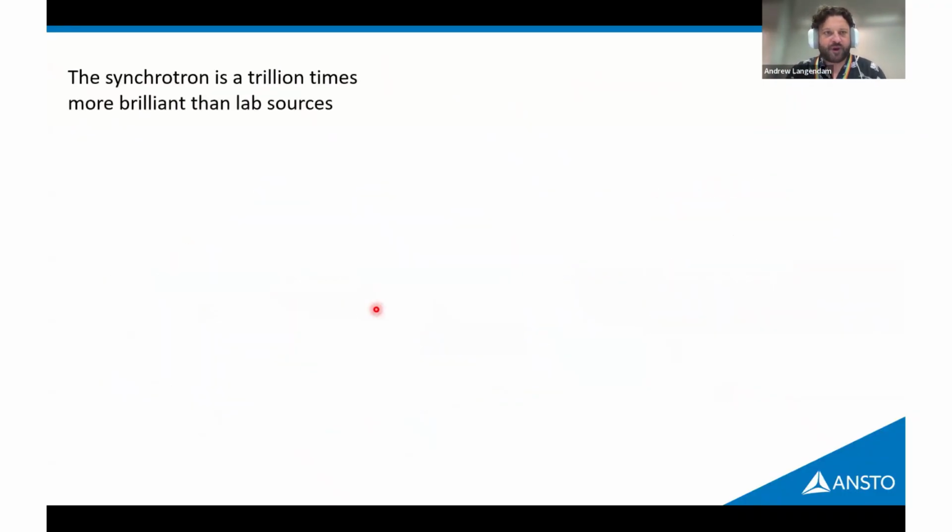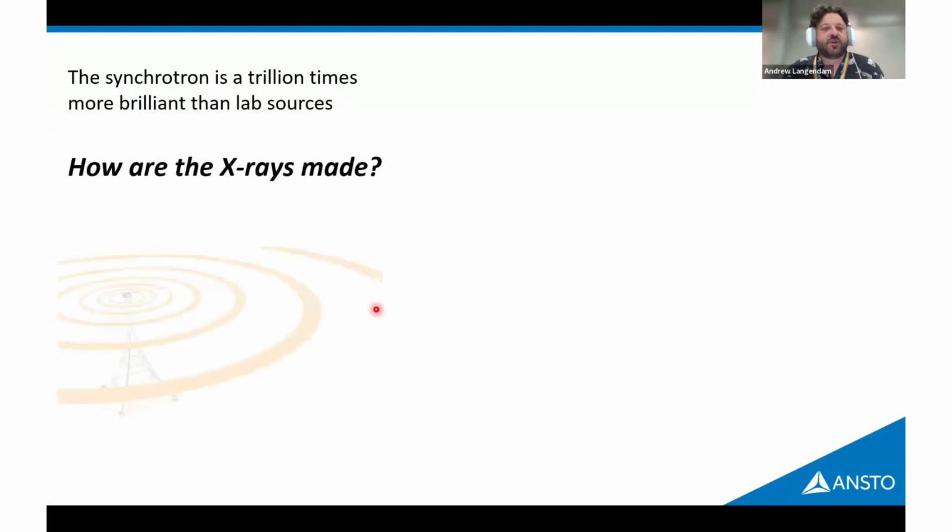So part of this is, well, why would you come to a synchrotron in the first place? Well, it says here, synchrotrons are really, really bright. They're a trillion times brighter than most lab sources. They're a million times brighter than the sun, at least. So there's not really another option to get as bright a light as we can produce here. How do we do that?